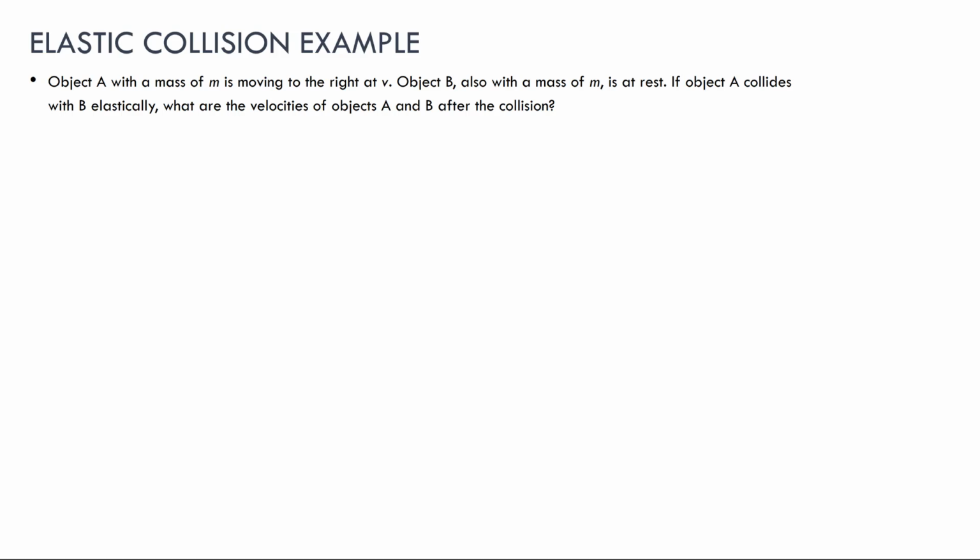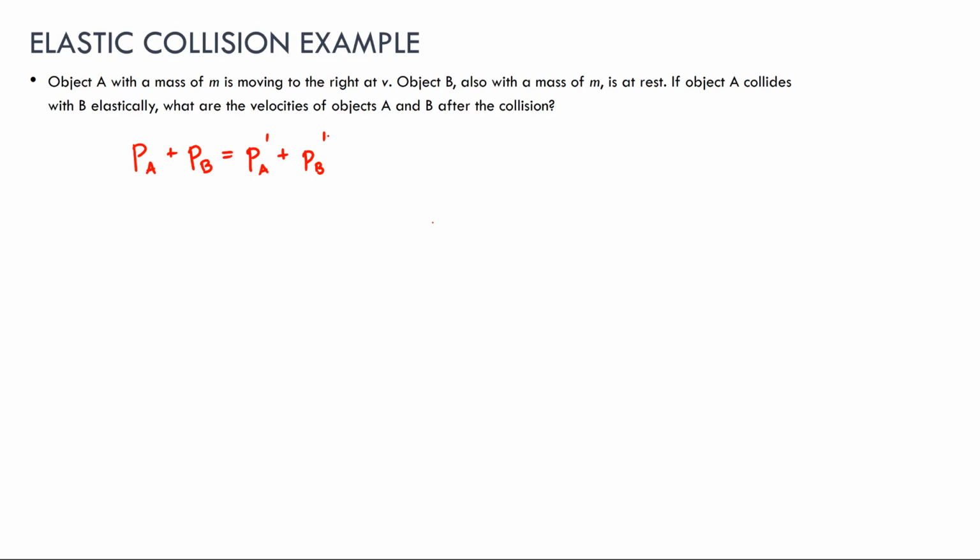The key to this problem is that we know momentum is conserved, but because it's an elastic collision, we also know that the kinetic energy of the system is conserved as well. Which means if I were to set this up, I know that the initial momentum of A before the collision plus the initial momentum of B before the collision is going to equal the momentum of A after the collision plus the momentum of B after the collision.